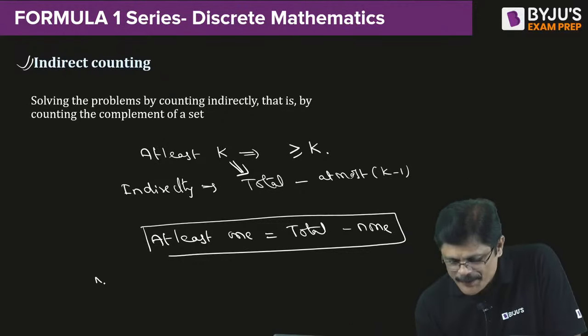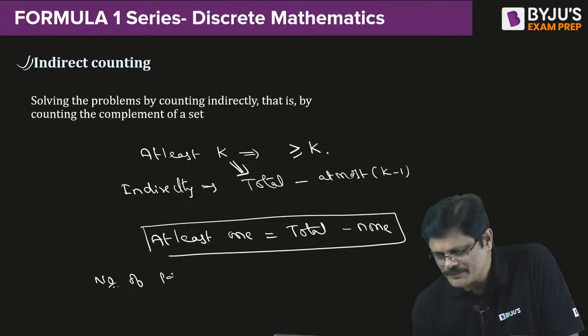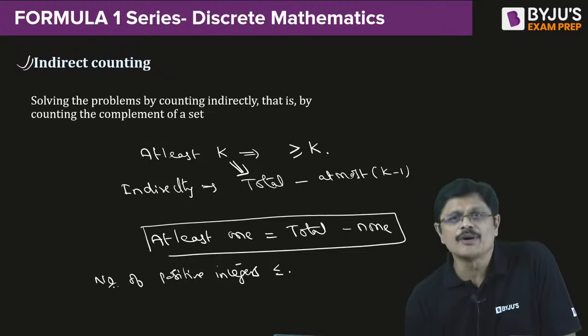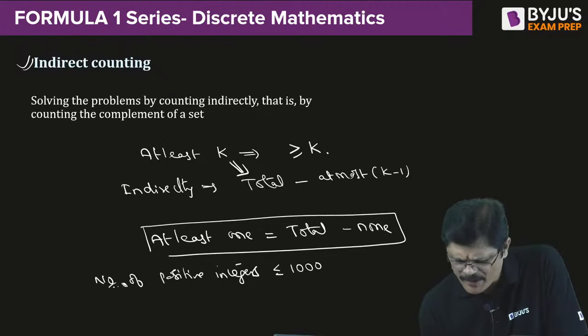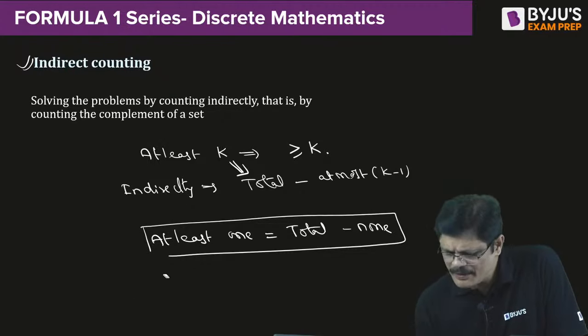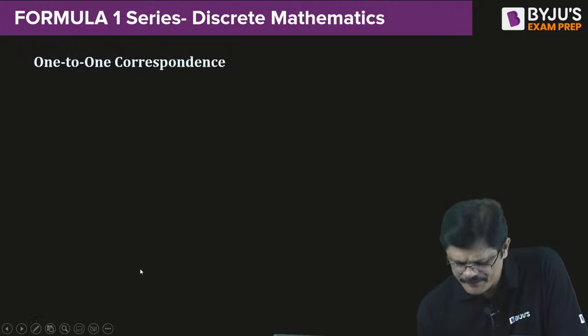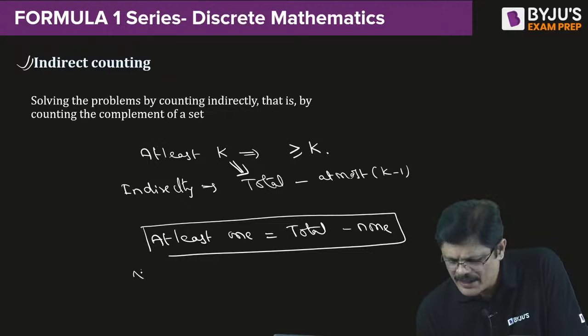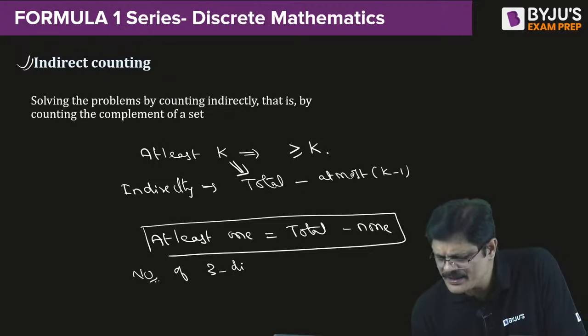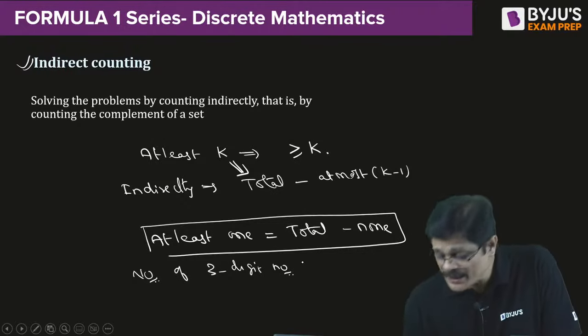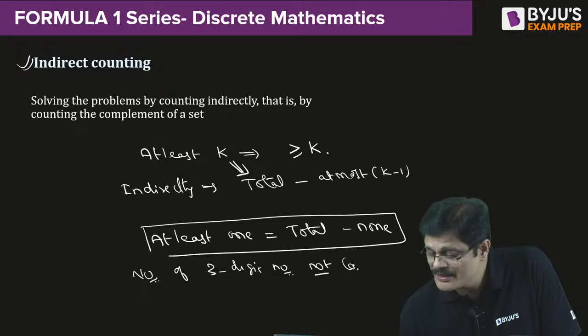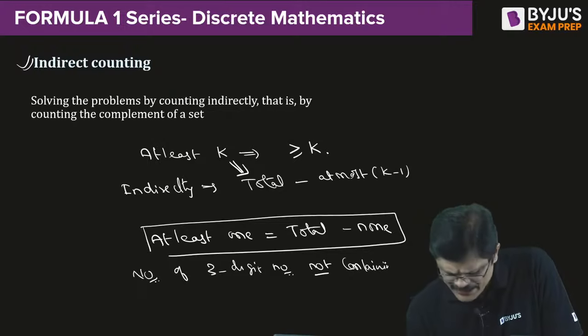For example, number of positive integers less than or equal to 1000, or instead of positive integers, let us make it 3-digit numbers. Number of 3-digit numbers containing 1.